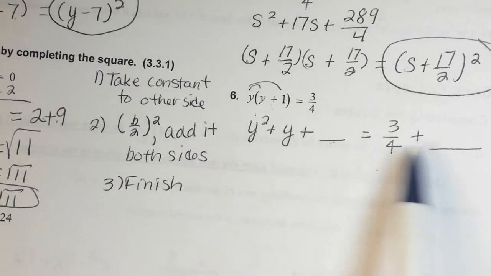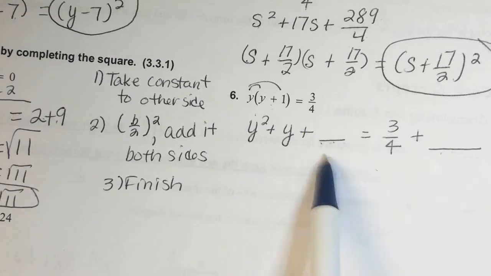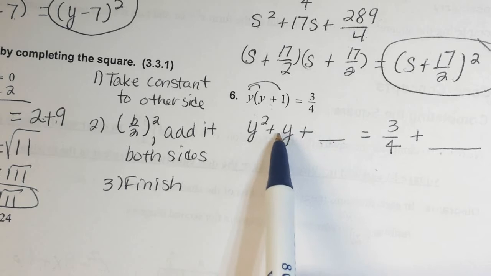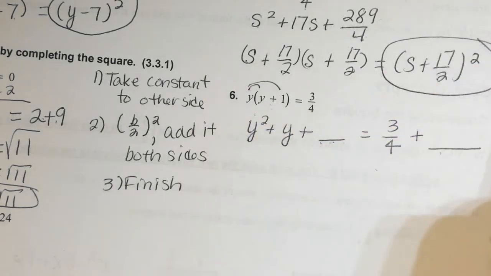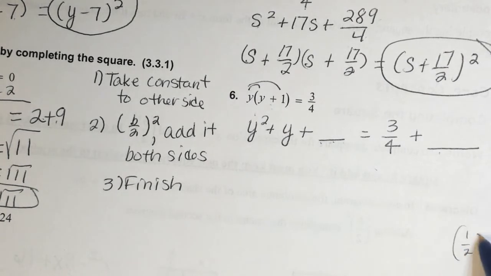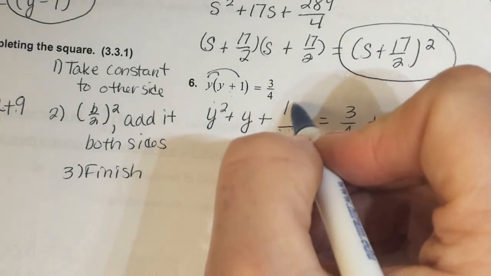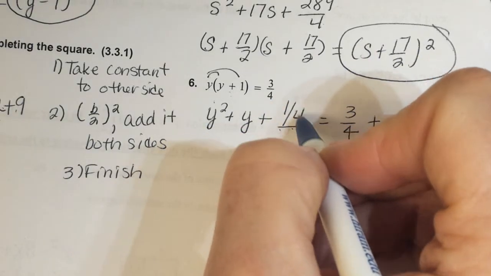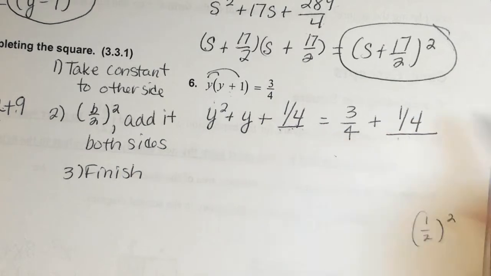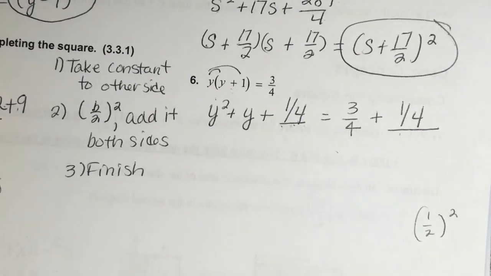Some people like to actually put the blanks because now it's like you're filling in the blanks. What's the coefficient of y? If I take half of it, I get a half. What is 1/2 squared? 1/4, right? So if I add 1/4 here, I add 1/4 here. I have to do the same addition to each side.